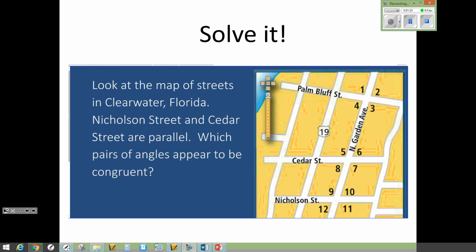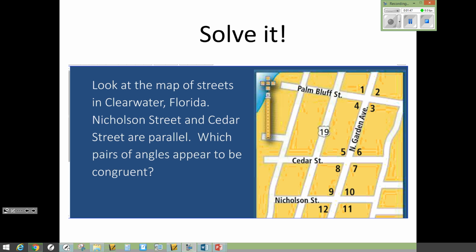Okay, who found at least 6 pairs of congruent angles? Okay, who found at least 8 pairs of congruent angles? 10 pairs of congruent angles? 12 pairs of congruent angles? 14 pairs of congruent angles? How many did you guys find? 17. How many did you guys find? 14? Okay, let's talk this through then, okay?